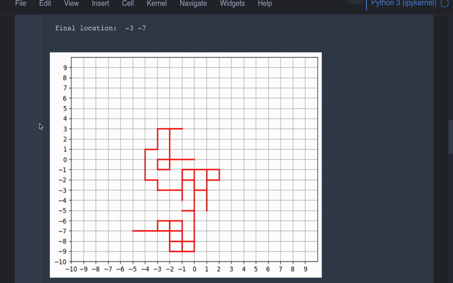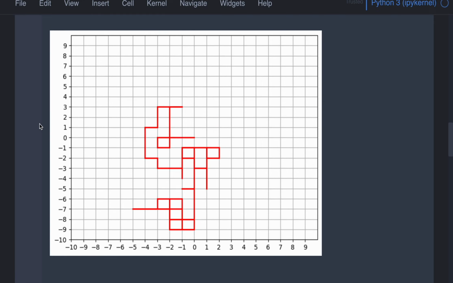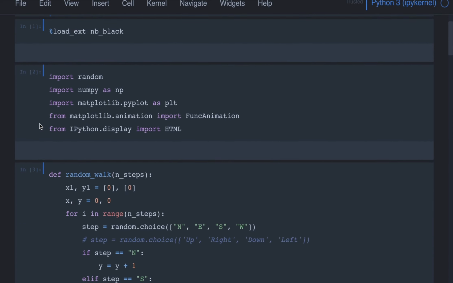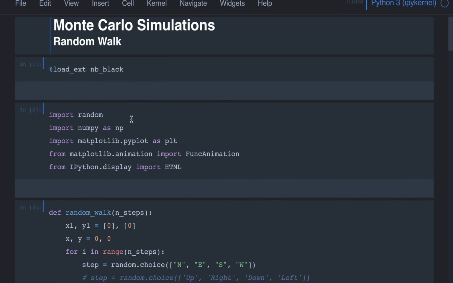Now we are not going to ask any probability question. We can ask many number of questions, but we will just simulate the walk, and we'll see what sort of questions we can ask at the end. Okay, let's look at the code now.